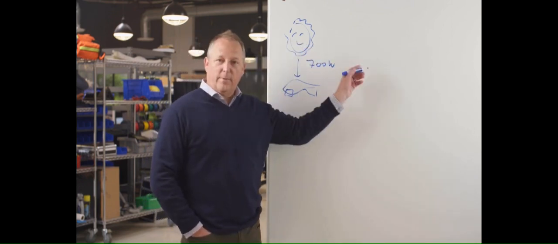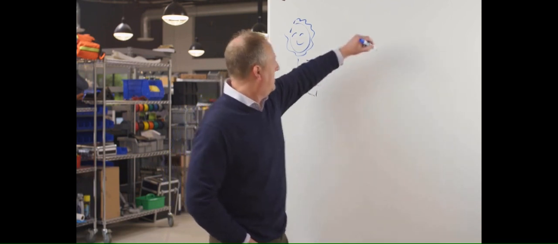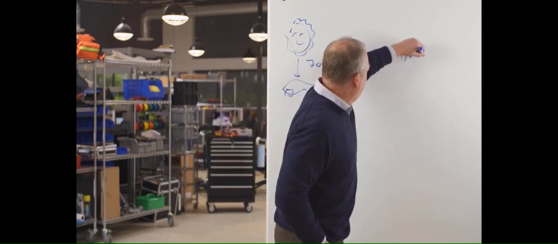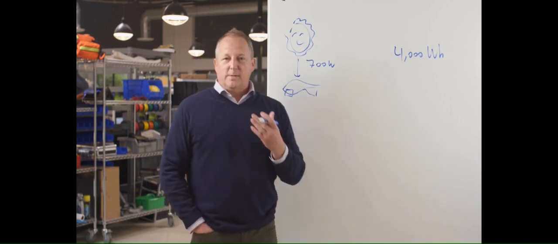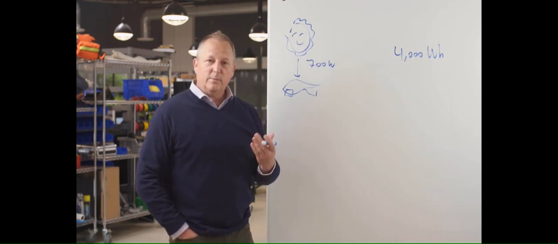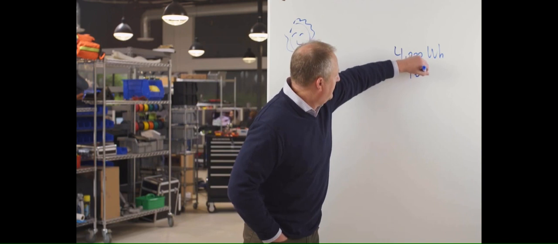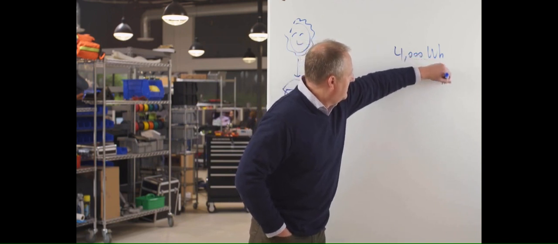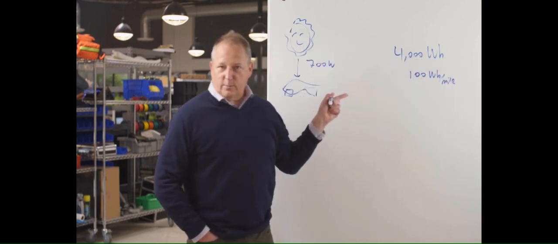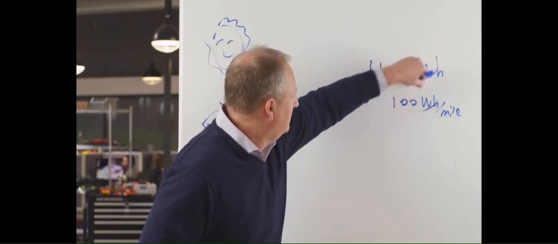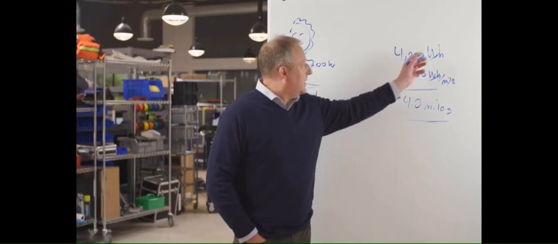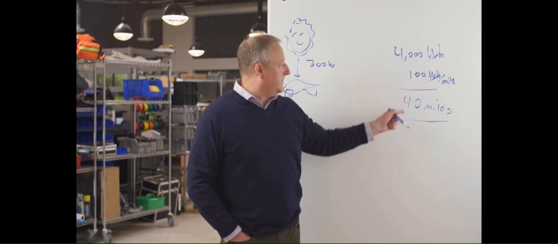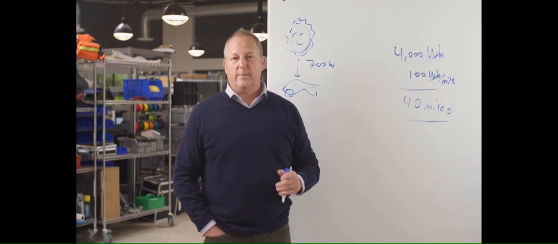Now, over the period of a day, it'll generate about 4,000 watt hours. But because the Aptera is so efficient, it only uses 100 watt hours per mile. And crossing out the units, we're left with miles, and so you see the answer is 40 miles.